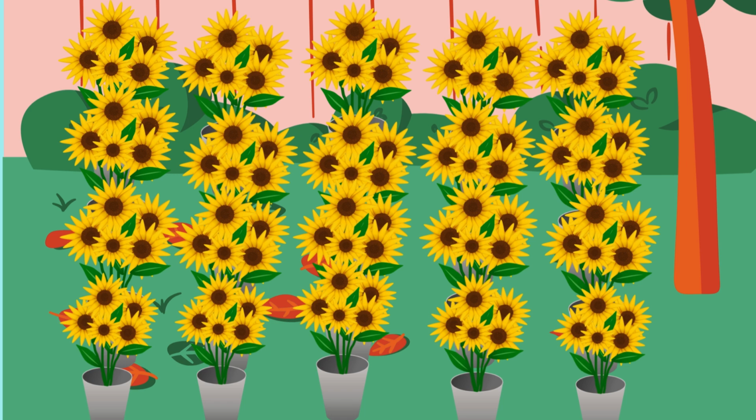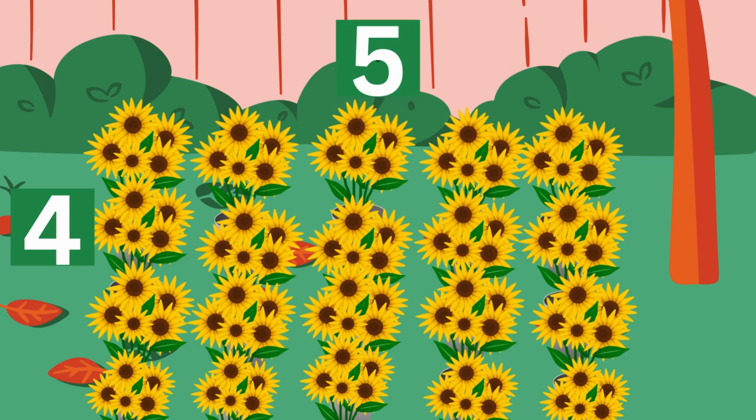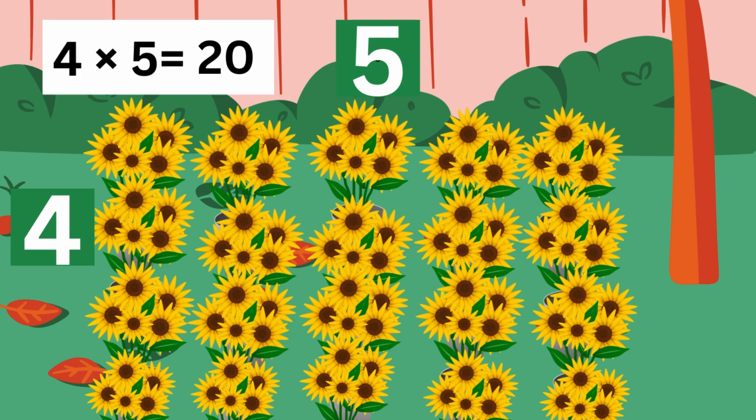Did you see the flower pots arranged neatly? Can you tell how many flower pots there are? We have 4 rows with 5 flower pots in each. So the multiplication sentence will be 4 times 5 equals? Yes, it's 20. There are 20 flower pots here.